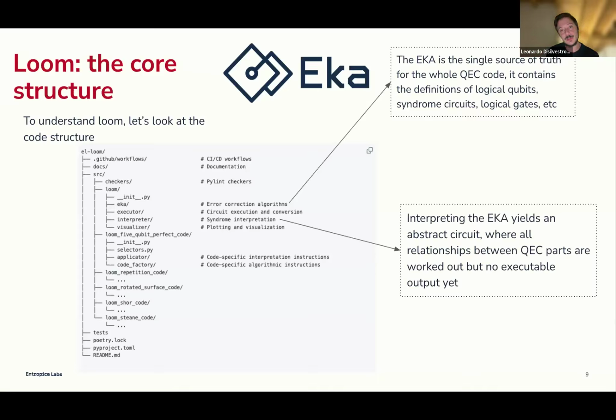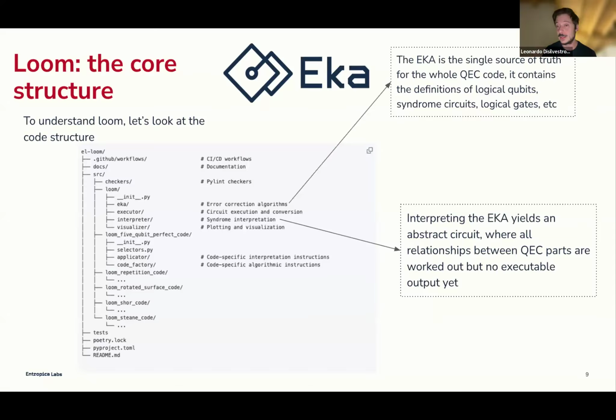The ECA then is interpreted. Of course, these are just arbitrary names we picked. Maybe eventually we'll figure out that there are better ways to call these things. But interpreting the ECA means that you generate a circuit. So the idea again is you don't start from the circuit. You start from a data structure, the ECA, and the circuit is obtained as a byproduct. And this is a circuit in an abstract sense, so it's not quite a quantum circuit as you're used to them. But the idea is that all relationships between different parts of your quantum error correction code are together.